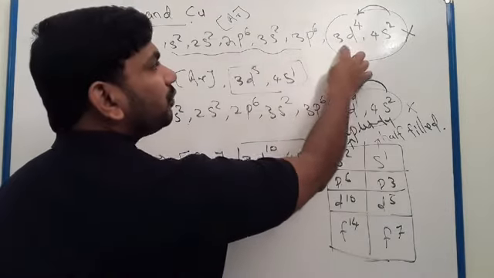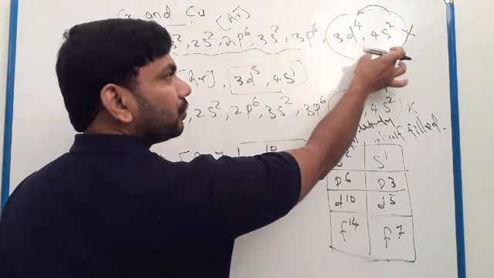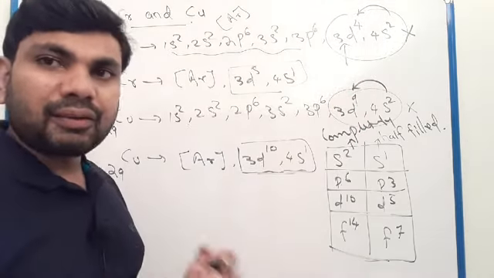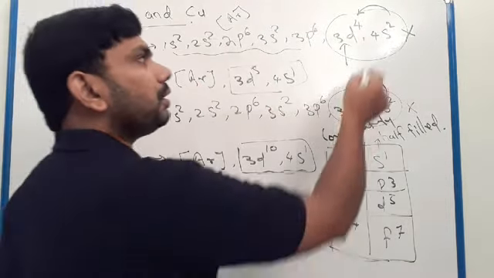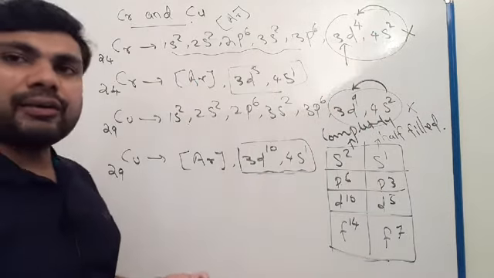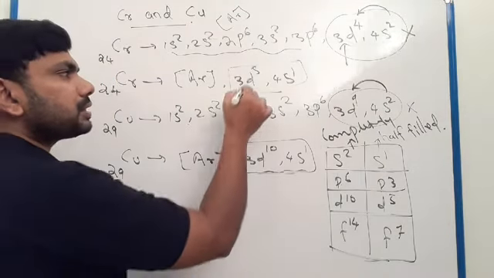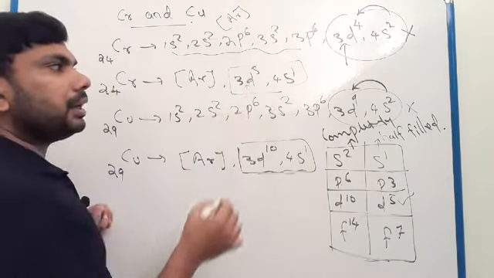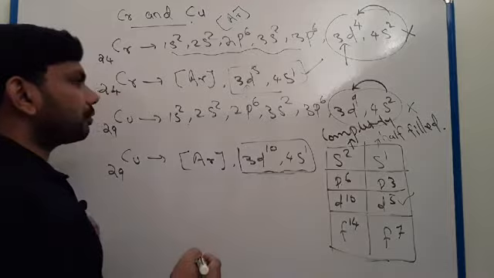Here 3d4 4s2. This is the outer shell electronic configuration, 3d4 4s2. It is not half filled or completely filled. That's why it is not stable. That's why one electron from 4s will jump to 3d, then it changes to 3d5 4s1. Now d5 is half filled, that's why it is more stable. That's why it is the stable configuration of chromium.